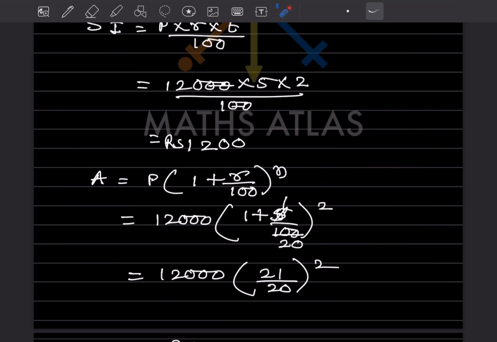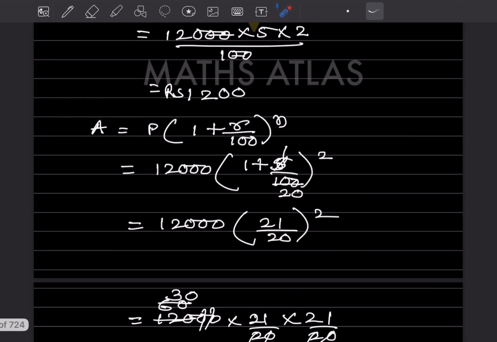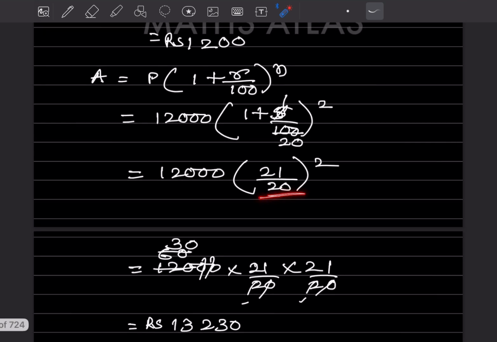So this is going to be, principal is 12,000, 1 plus rate of interest, that is 5 by 100, raised to 2. So we can also simplify this one. 5 ones are 5, 20s are 100. So now here the LCM is going to be 20. So that will be 20 plus 1, which will be 21 by 20 raised to 2. So this will be multiplied 2 times.